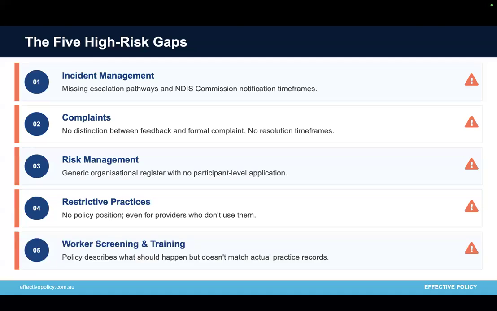And then the last one, the worker screening and training. The policy describes what should happen, but it doesn't match the actual practice records. So if your policy is saying one thing, but you're doing another, you've either got to figure out whether you're doing the right thing or the wrong thing, or whether your policy is saying the right thing or the wrong thing.